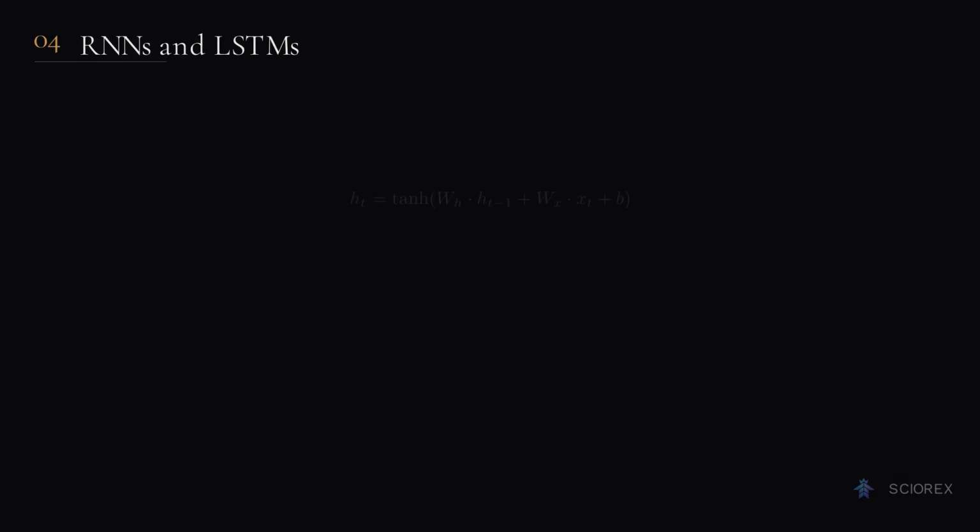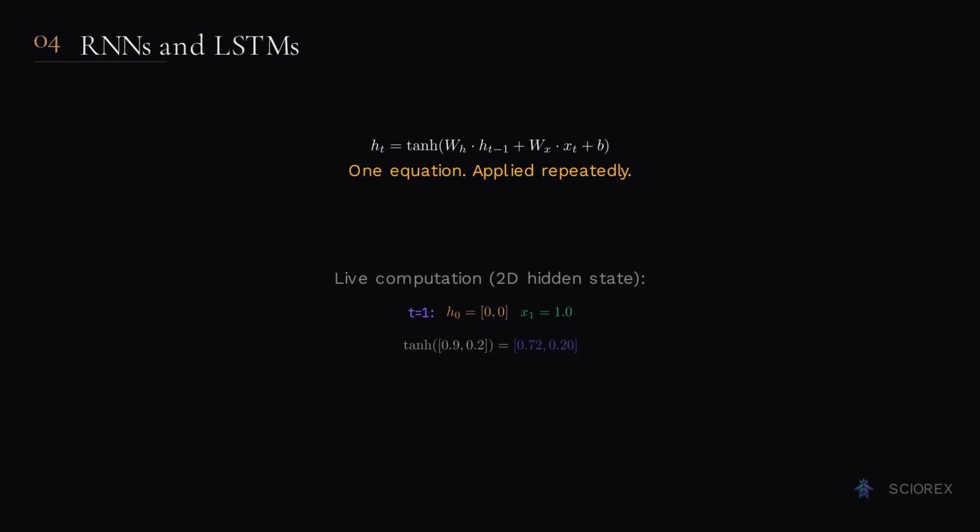The math of a vanilla RNN is almost disappointingly simple. At each time step t, the new hidden state h sub t is computed by combining the previous hidden state h sub t minus 1 with the current input x sub t through learned weight matrices, adding a bias and passing the result through a nonlinearity like tanh. That is the entire model. One equation applied repeatedly.